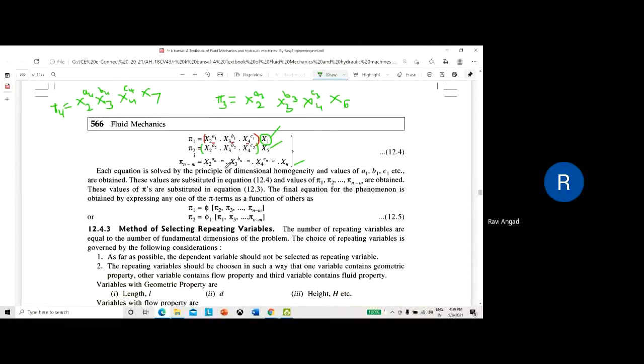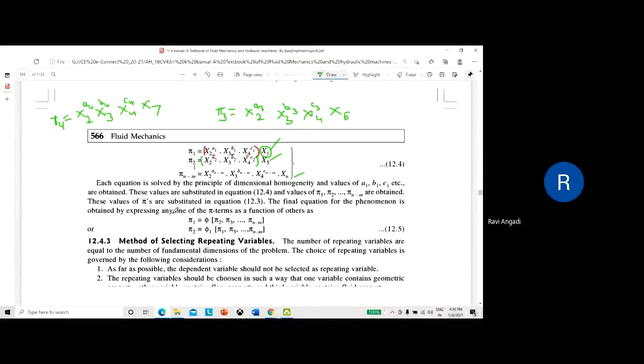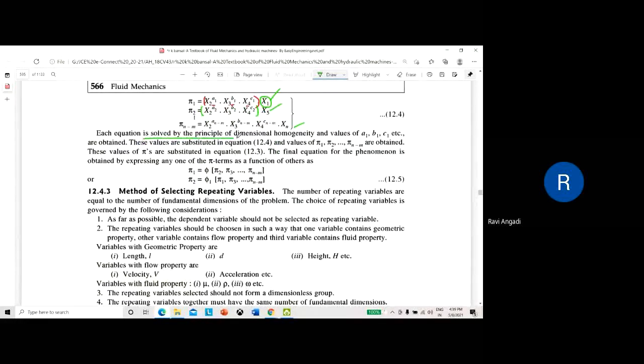Okay, so once you write pi 1, pi 2, pi 3, pi 4, pi 6, pi 7 like this, then each equation is solved by the principle of dimensional homogeneity, the same as you did with the previous method, the Rayleigh method. The powers are to be calculated: a1, b1, c1, a2, b2, c2, a3, b3. Every pi term is to be solved by equating the powers on both sides, the LHS as well as the RHS, by writing the dimensions.